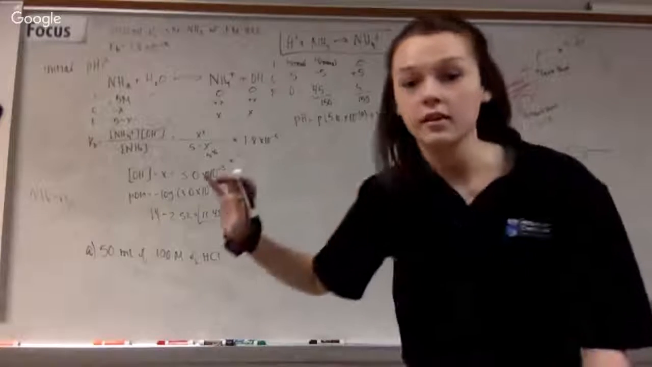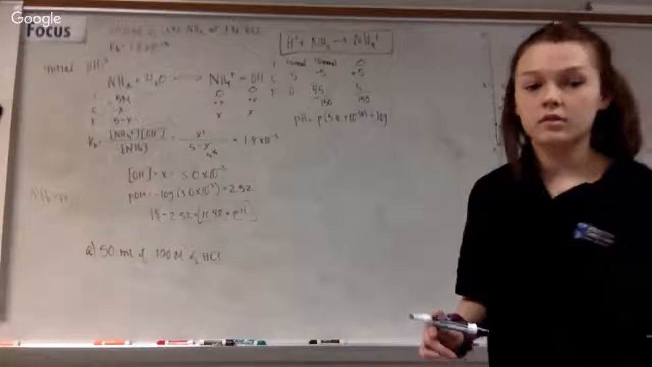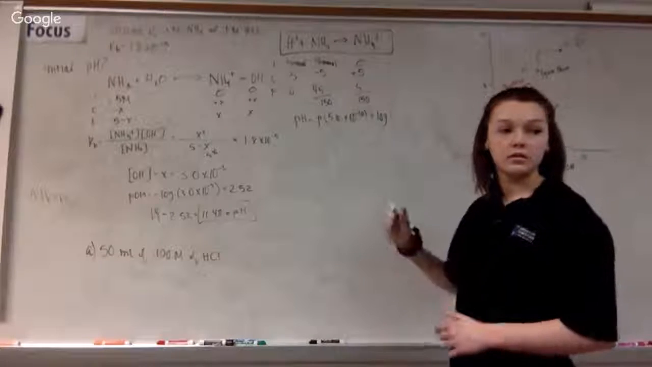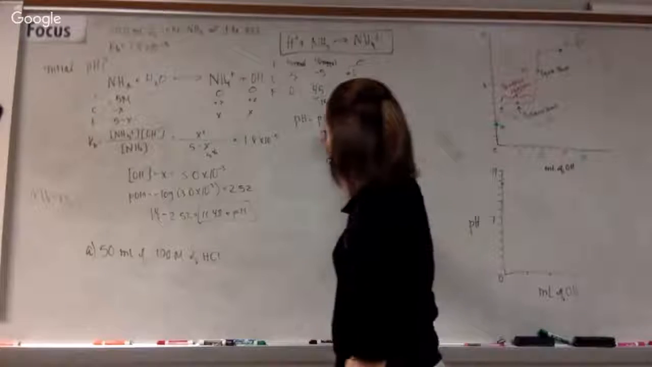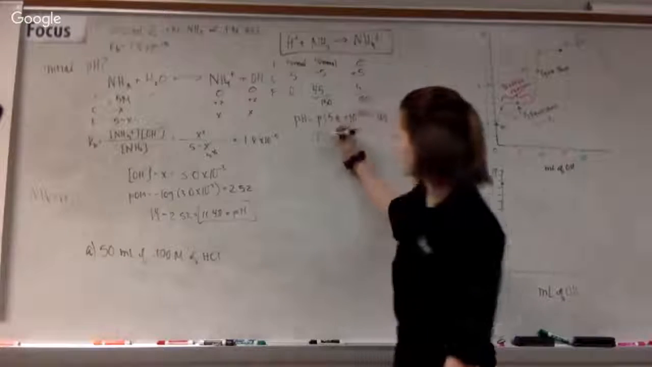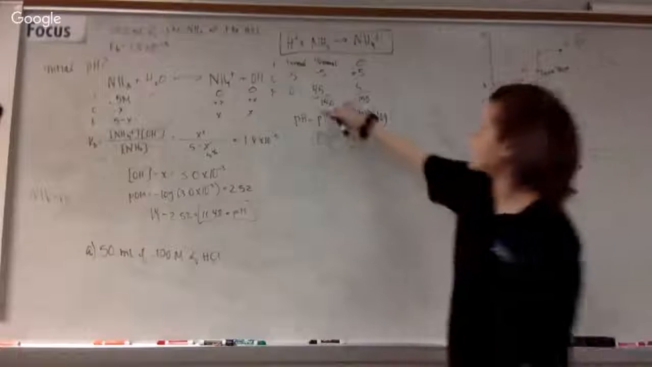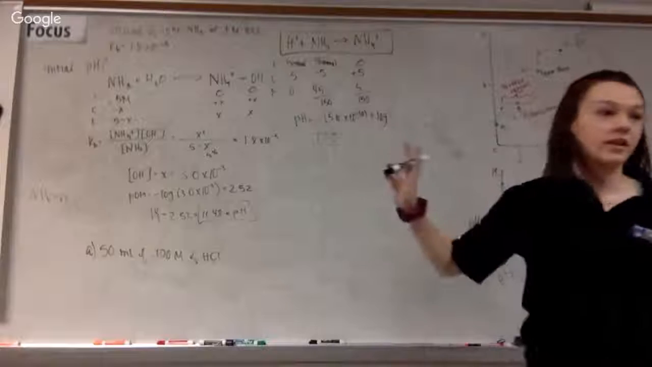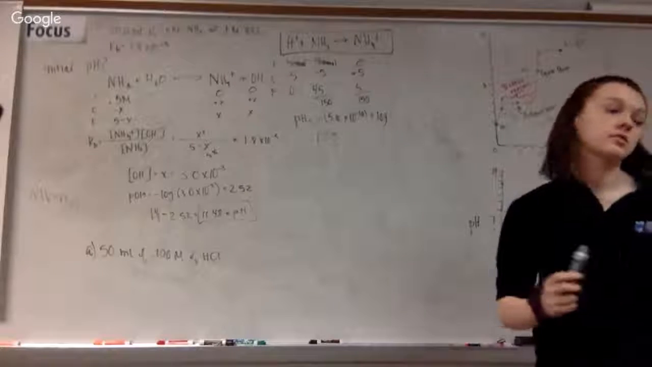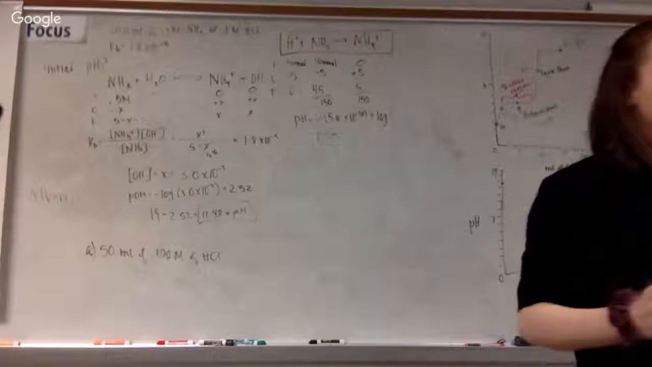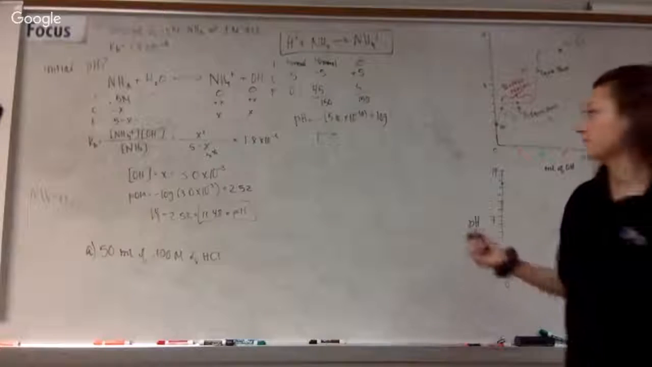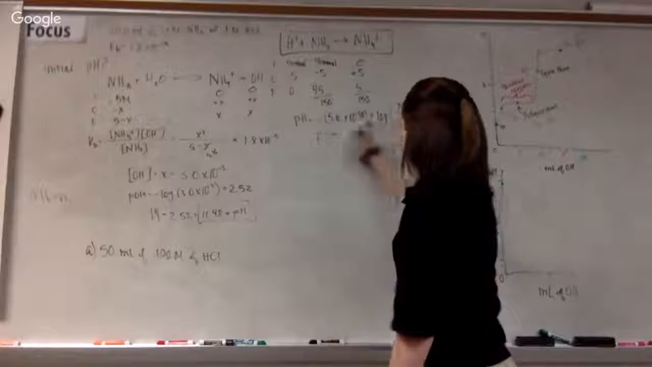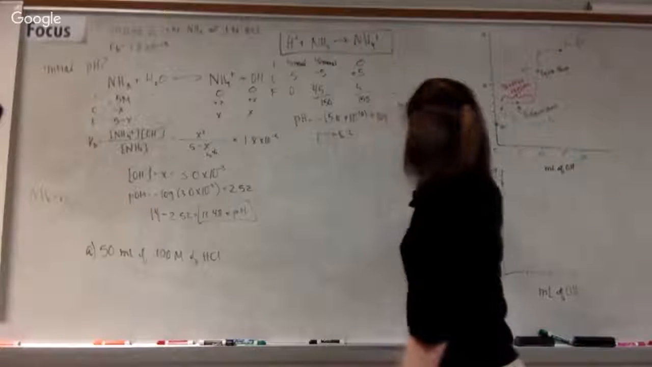Oh yeah, class is ending really soon. Okay, let's just finish this problem then. Alright, so negative log of 5.6 times 10 to the negative 10. Then 8.3. pH is 8.3.